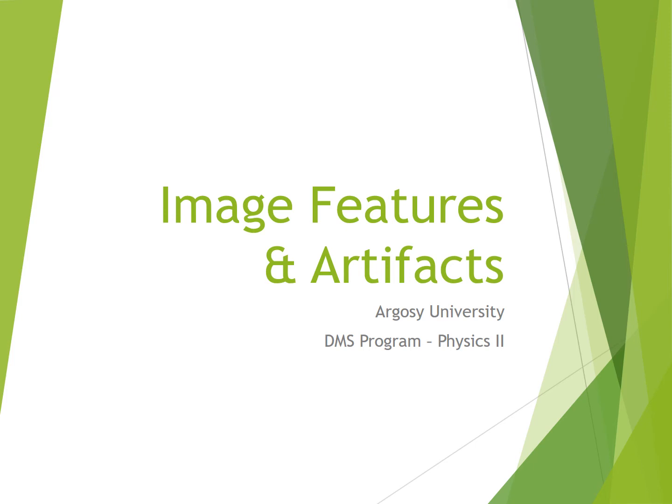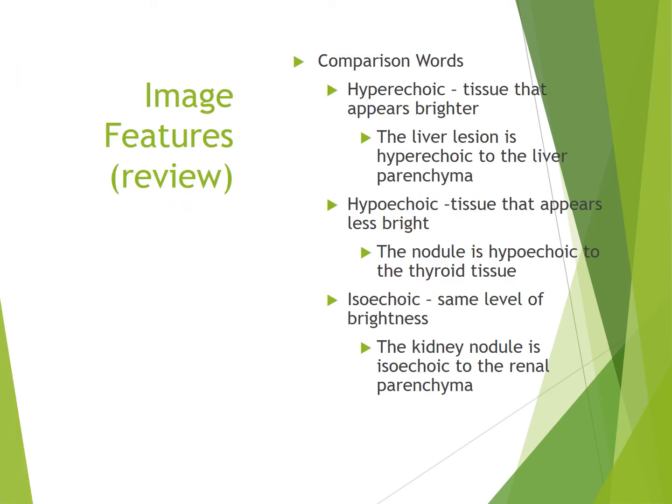This lecture will cover image descriptions and an introduction to artifacts. Most of the terms that we use to describe our pictures should be reviewed in these next couple of slides here, but our first words that we like to use are comparison words. We use hyperechoic, hypoechoic, and isoechoic to compare tissues to one another.